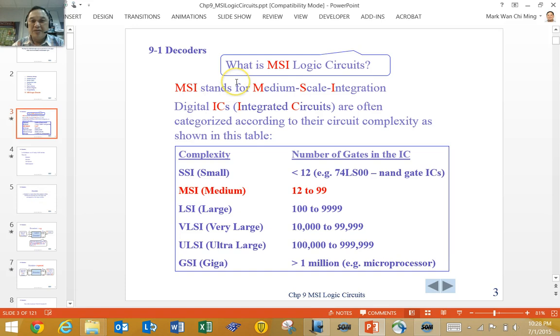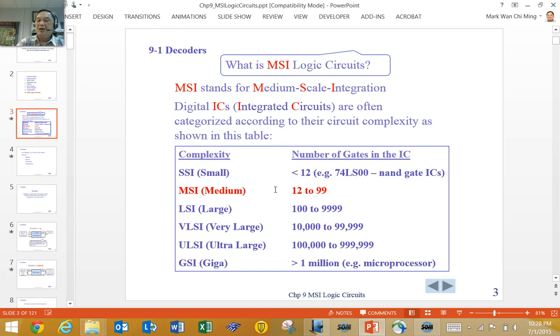We are talking about this MSI logic. What does it mean? MSI stands for medium scale integration, right? We are talking about IC, integrated circuit. What they're talking about here is inside one IC. Let's say if they have less than 12 logic gates inside, we call it SSI, small scale integration. This is the one we are looking at, called medium scale integration. Inside the IC, we've got 12 to 99 logic gates inside.